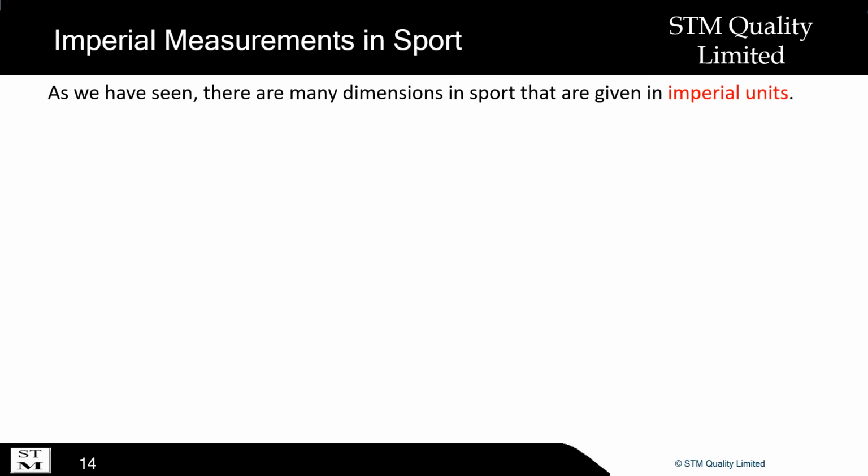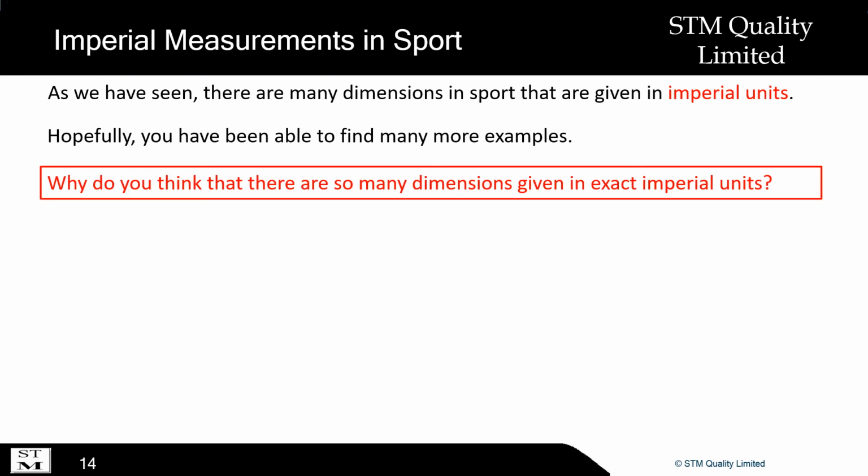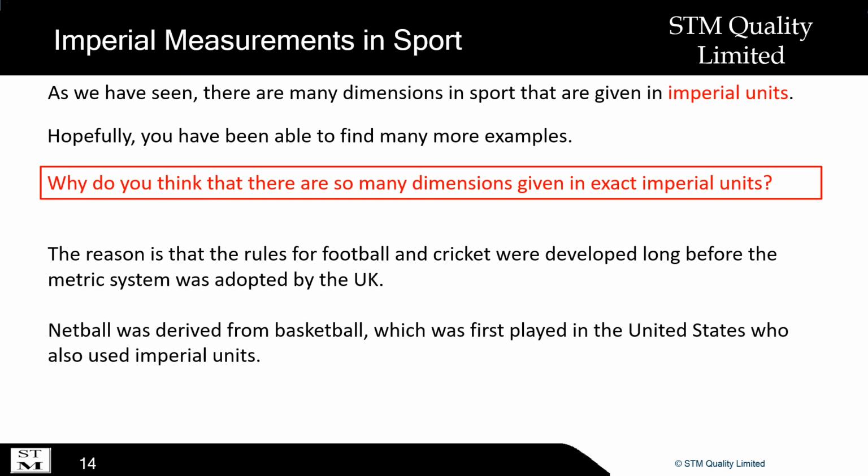As we have seen, there are many dimensions in sport that are given in imperial units. Hopefully, you have been able to find many more examples. Why do you think that there are so many dimensions given in exact imperial units? The reason is that the rules for football and cricket were developed long before the metric system was adopted by the UK. Netball was derived from basketball, which was first played in the United States, who also used imperial units.